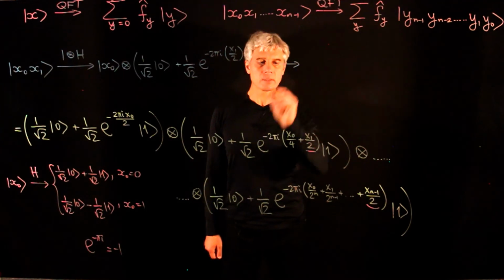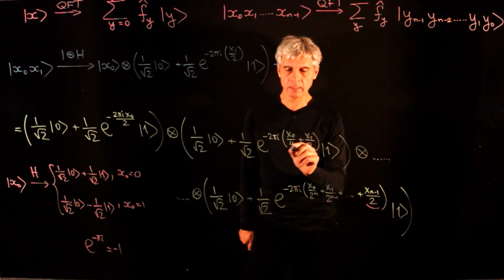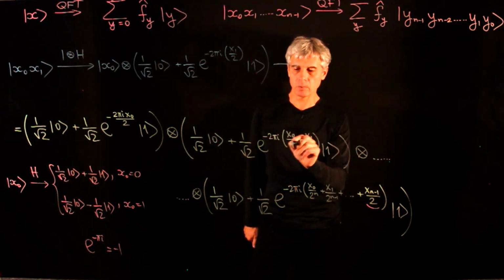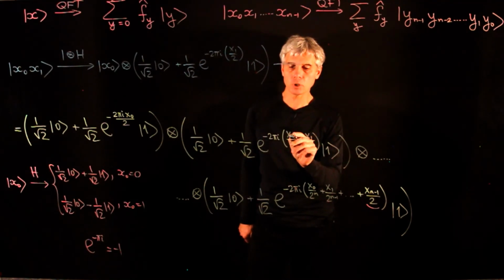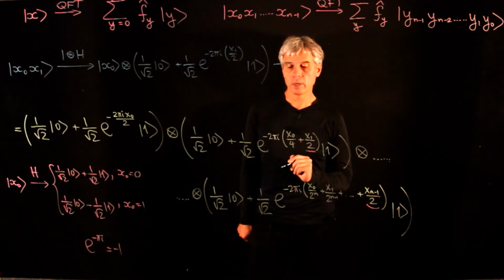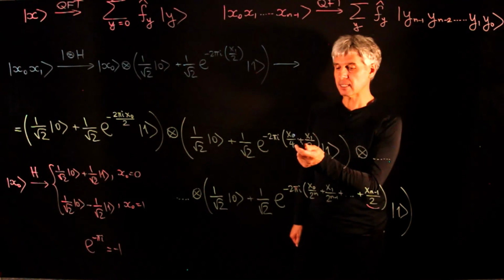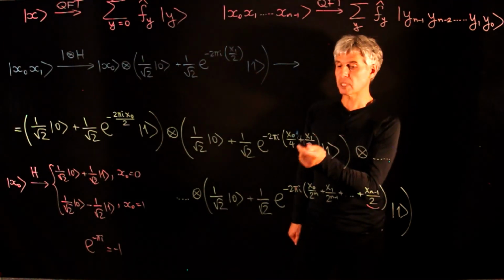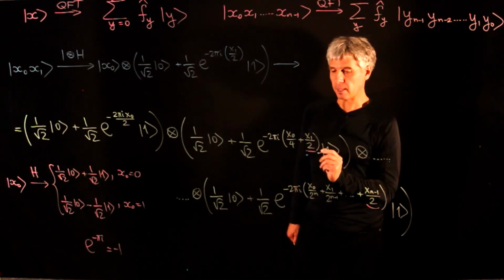So after this, now we need to create this contribution of x0 over 4. So this means that if x0 is equal to 0, then we do nothing.